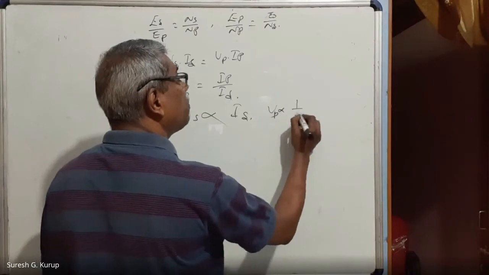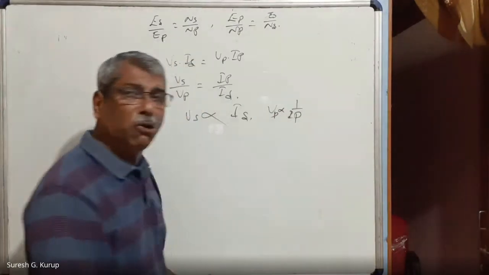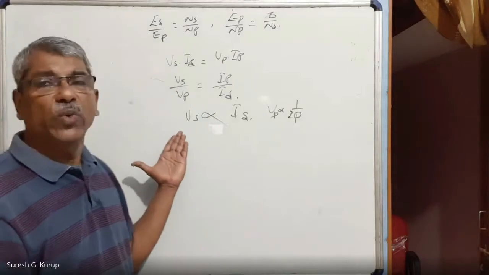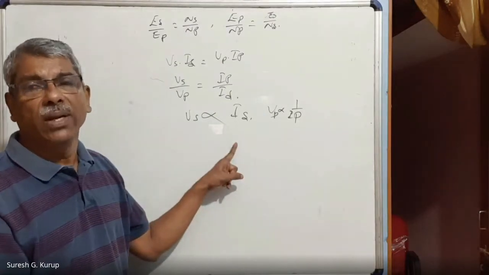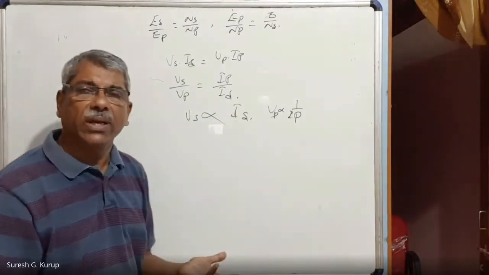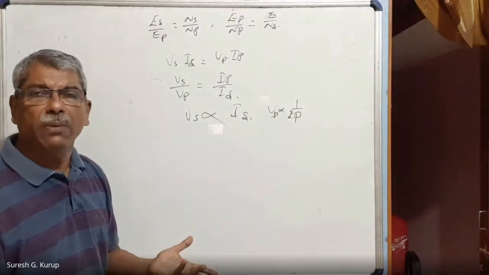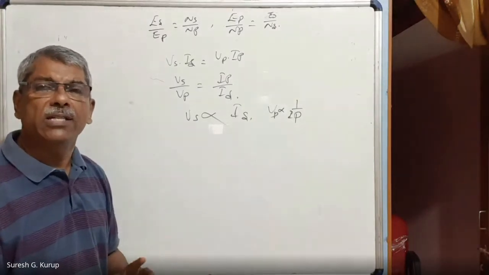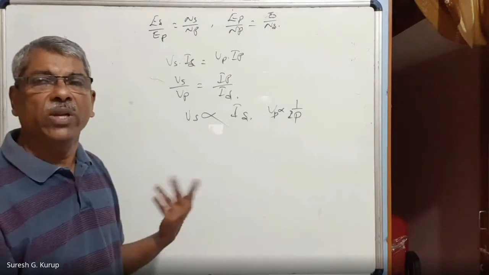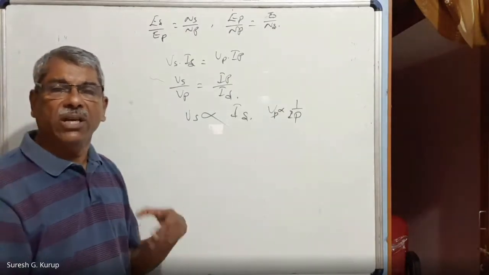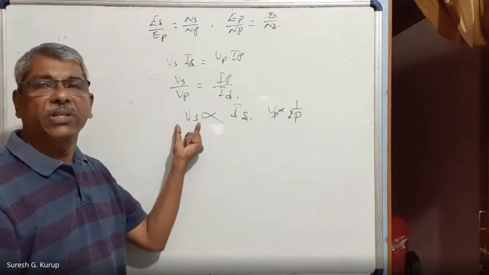Vp is inversely proportional to Ip. So in any of the windings, when voltage is very high, then current will be very, very less. Take the case of a step-up transformer. In a step-up transformer, the number of turns in the secondary is very, very high, which means the voltage is very, very high.